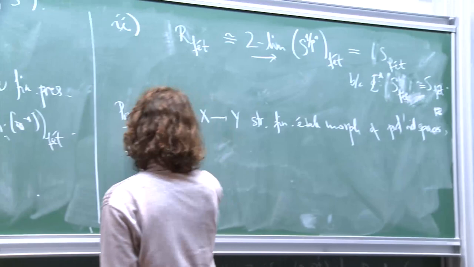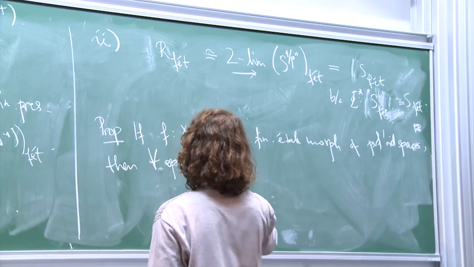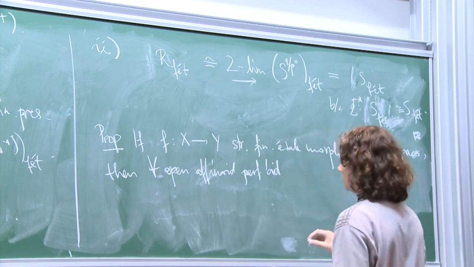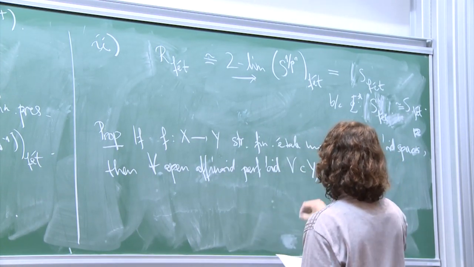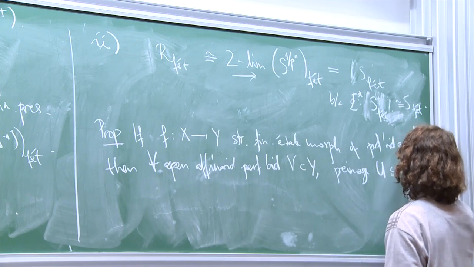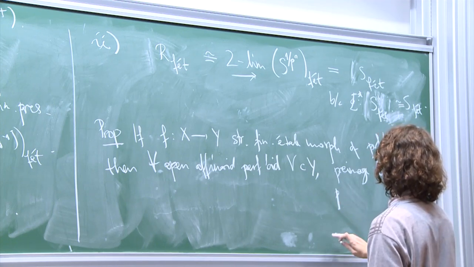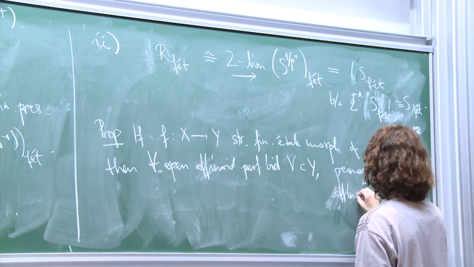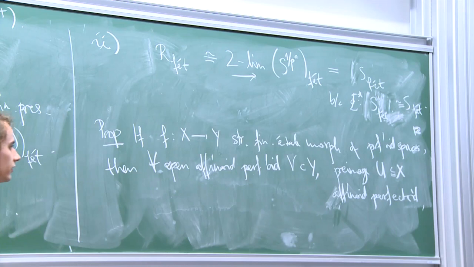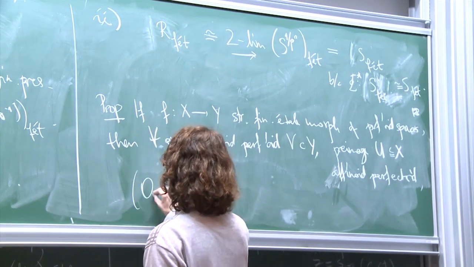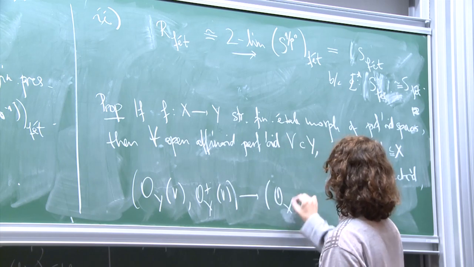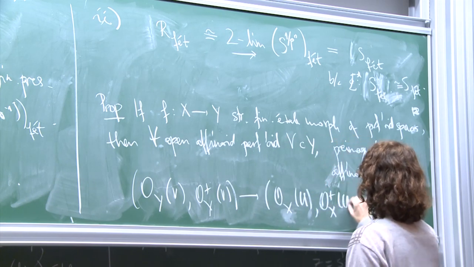So then for all open affinoid perfectoid V inside of Y, the preimage U in X is again affinoid perfectoid. And the morphism which you get on rings, so the morphism from O_Y(V), O_Y^+(V), to O_X(U), O_X^+(U), is strongly finite étale.